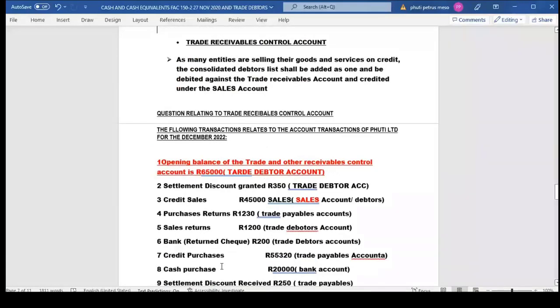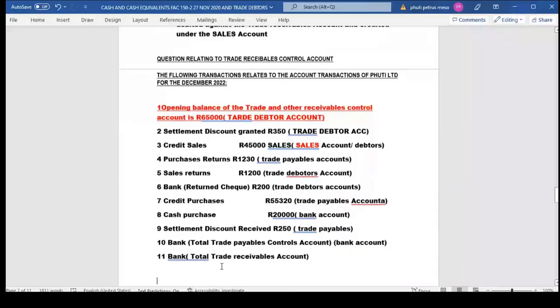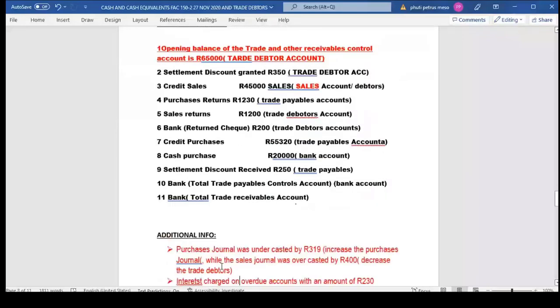All right, the question says that it is relating to the trade receivables control account, and the following transactions relate to the account transactions of Putin Limited for December 2022. Number one says that we've got an opening balance of the trade and other receivables control account with an amount of 65,000 rand. So that's a trade debtors control account. I think I made a typing error. Trade debtors control account.